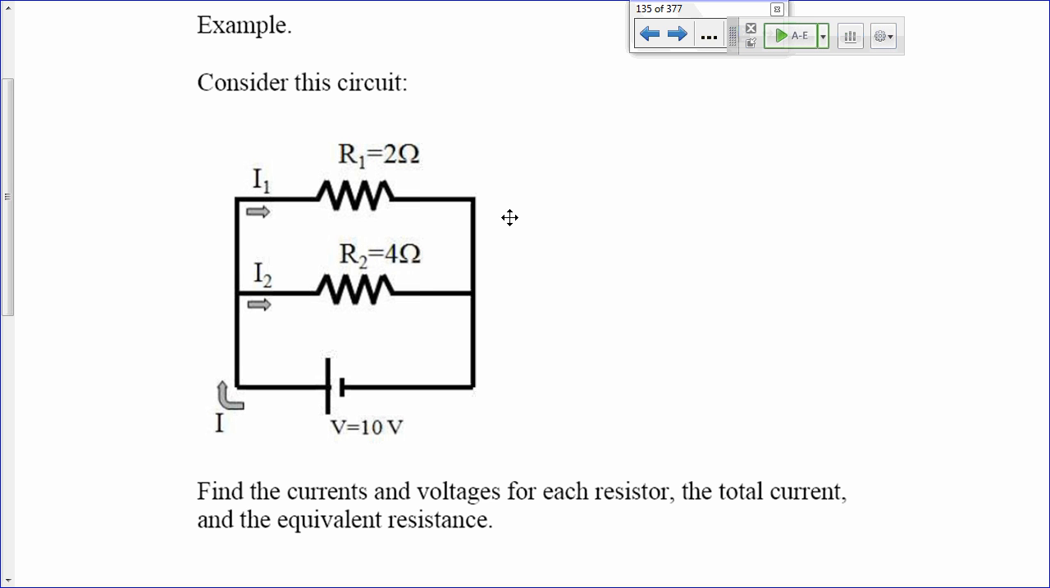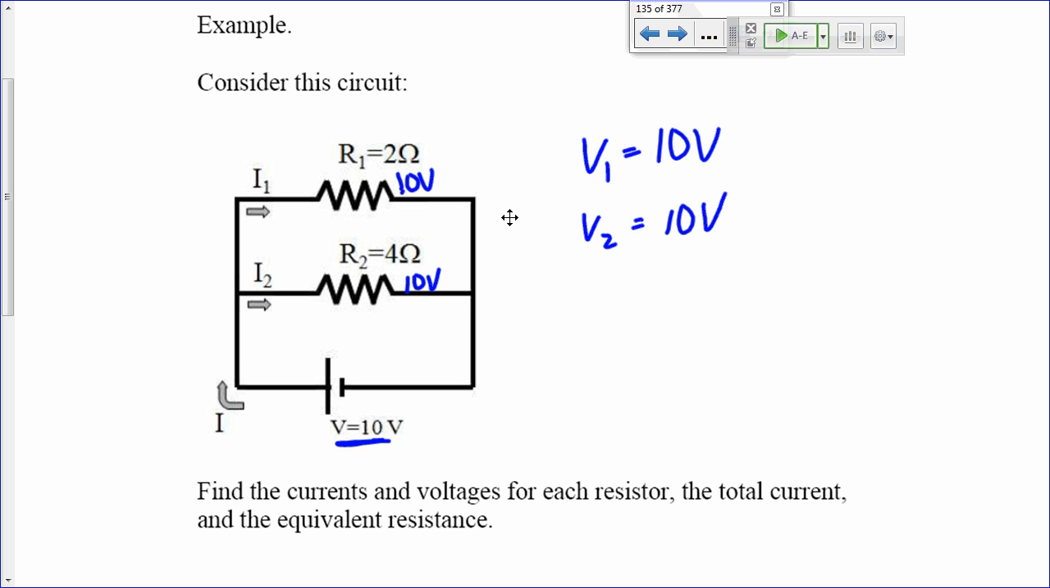All right, so the voltage V1. These are in parallel, so they have the same voltage. V1 is equal to 10 volts, and V2 is also 10 volts. I have 10 volts on each of these because they're in parallel. Resistors in parallel have the same voltage as the battery.